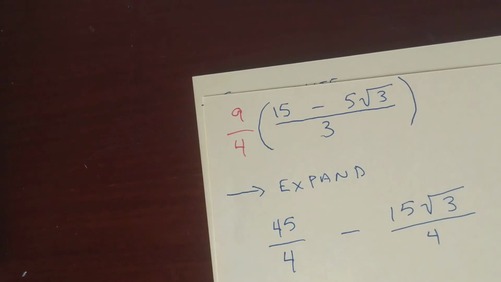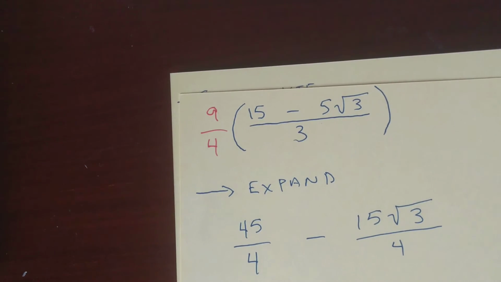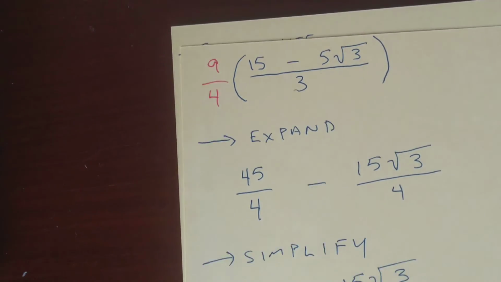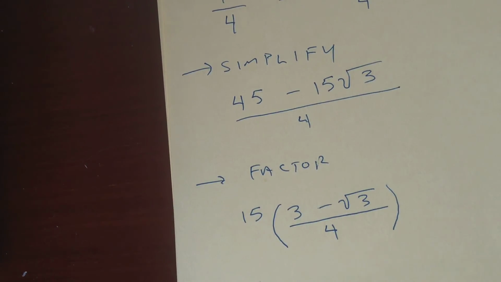And then we have one more step, and you're thinking, oh my God, are we done yet? This is the boringest video ever, and the answer is no, we're not, because we still have to factor. So the final step, factor out the 15, and yes, we're done.